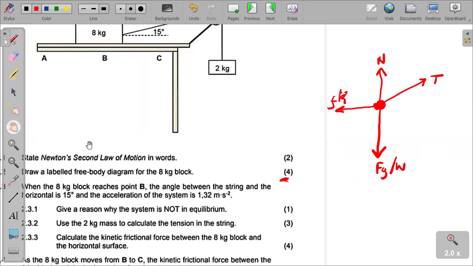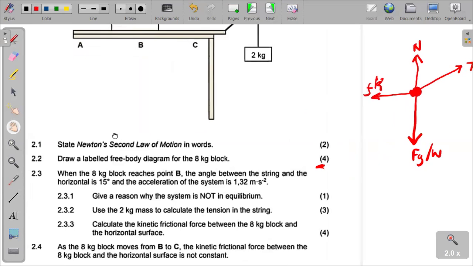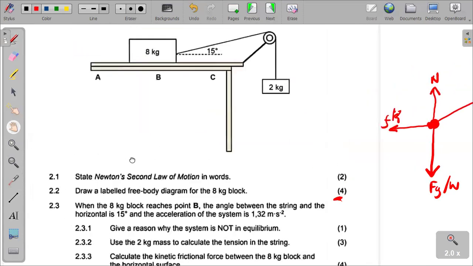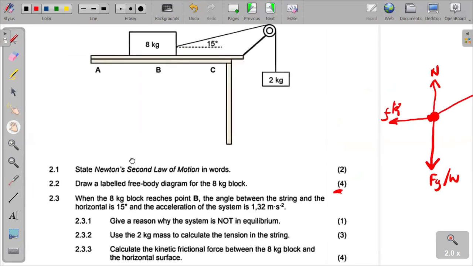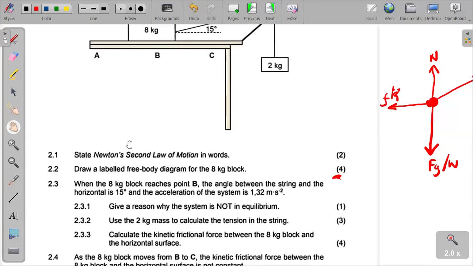Let's go to 2.3. 2.3 is saying when the 8 kg block reaches point B, the angle between the string and the horizontal is 15 degrees and the acceleration of the system is 1.32 meters per square second. Give a reason why the system is not in equilibrium. It is because there is an acceleration there. We see that the acceleration is 1.32 meters per square second. So because we have an acceleration, the system is not in equilibrium. So we can simply say there is an acceleration, or we can say the acceleration is changing.